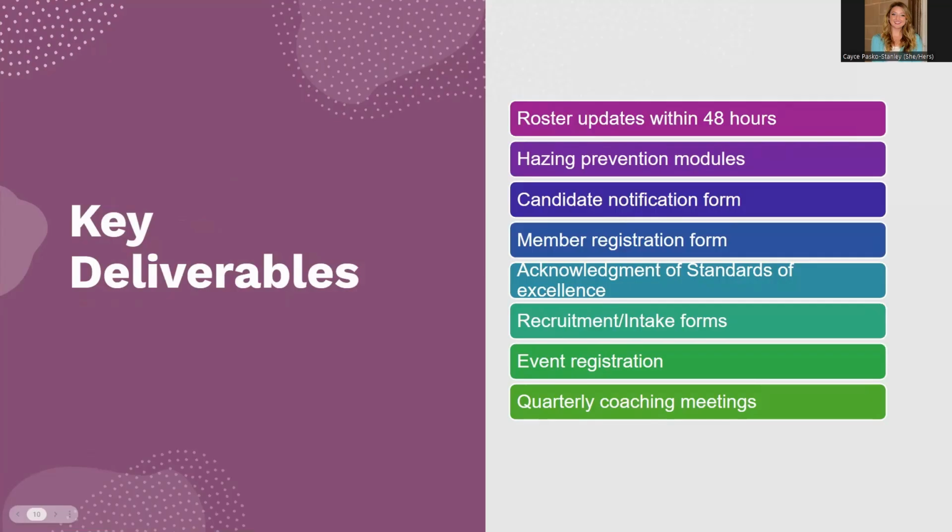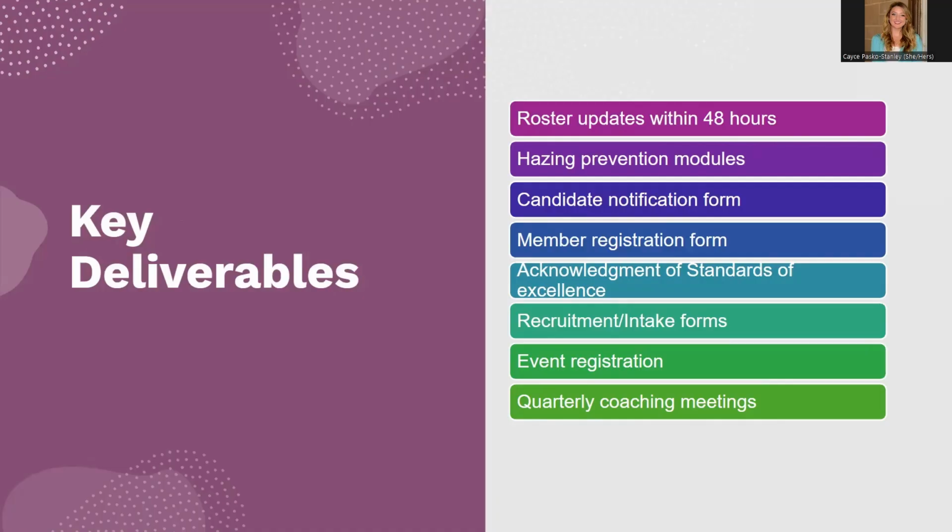The key deliverables from Fraternity and Sorority Life Standards of Excellence are ensuring your roster is updated within 48 hours of membership changes: new members joining, members deactivating, members graduating, members going abroad, etc. Completion of relevant hazing prevention modules. Candidate notification forms are due within 48 hours of determination of candidates that will begin the new member process for NPHC and MGC organizations. Member registration forms are due within 1 week of beginning a new member education process. This is required and the only way we can add that member to your chapter's quarterly grade report.